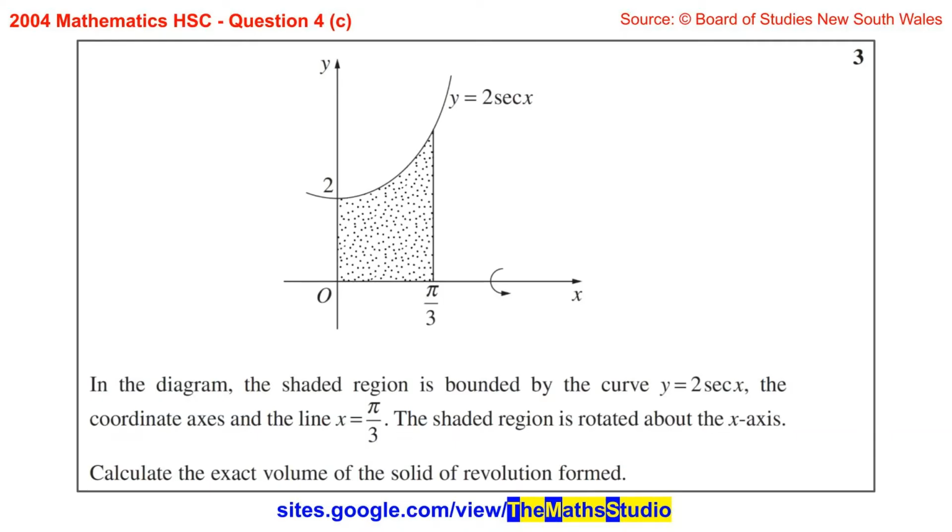Question 4c. In the diagram, the shaded region is bounded by the curve y equals 2 sec x, the coordinate axes, and the line x equals pi over 3. The shaded region is rotated about the x-axis. Calculate the exact volume of the solid of revolution formed.